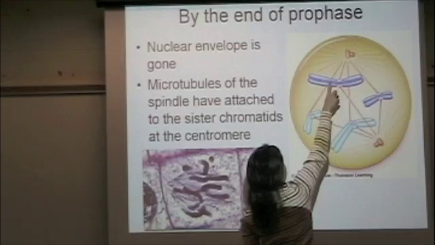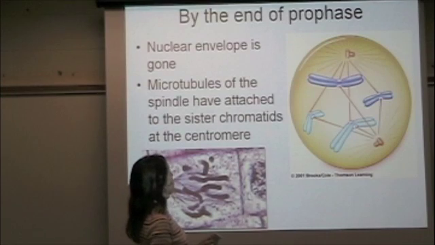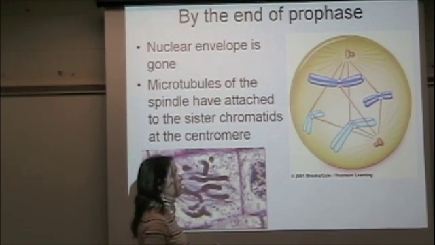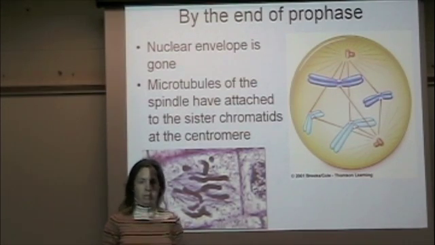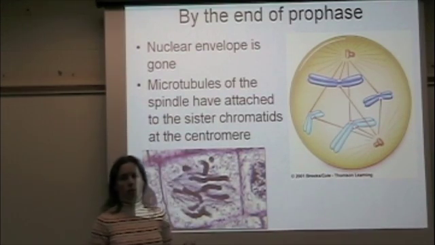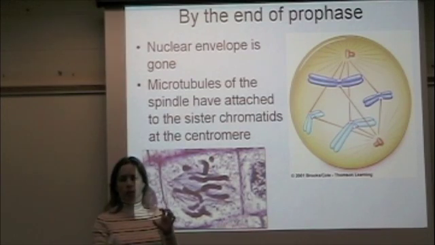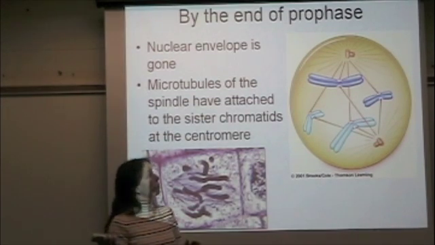You can see that the spindle's coming from opposite ends, or opposite poles, of the cell, and the purpose of the spindle is going to be to move and manipulate the chromosomes through the following stages of mitosis. So think of prophase as sort of setting up the entire process: getting rid of the nucleus, forming the spindle, attaching to the chromosomes, so now we can move them around and separate them.